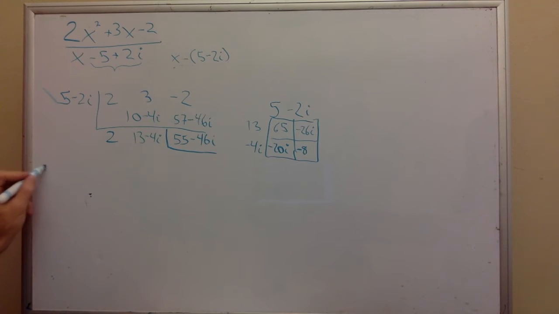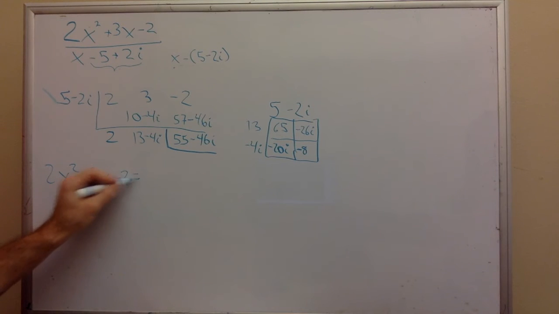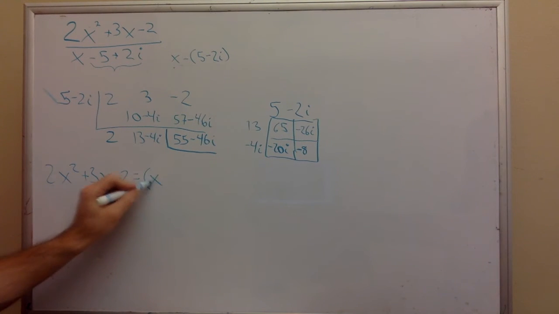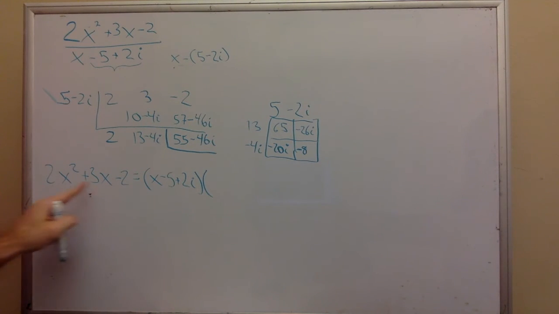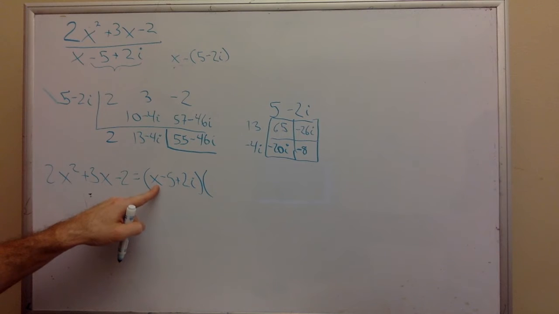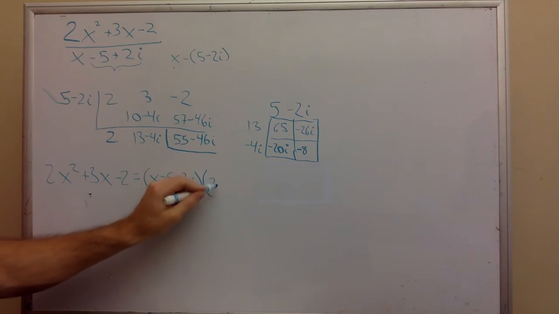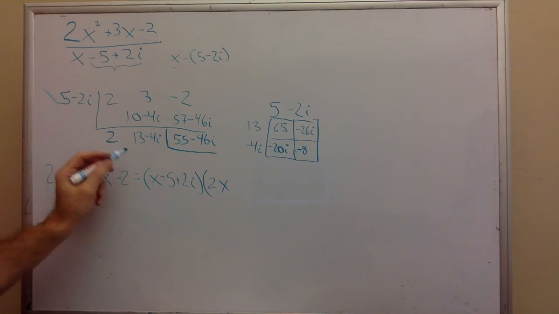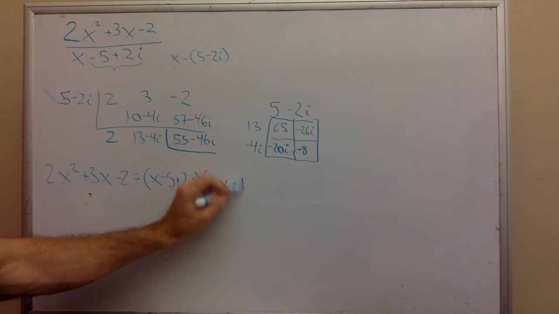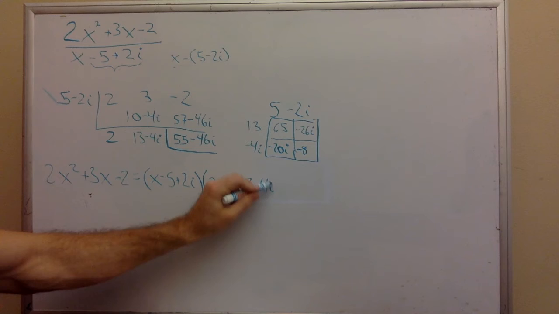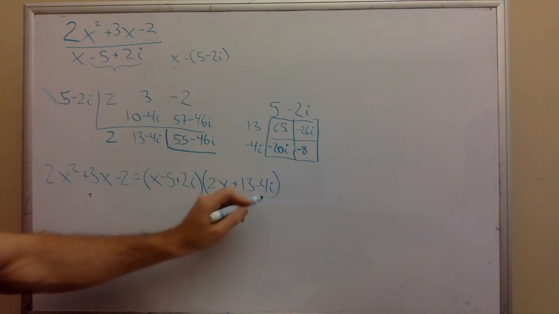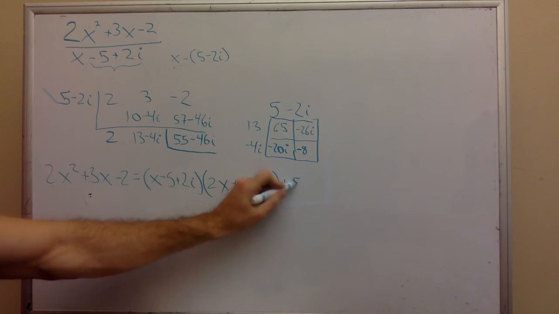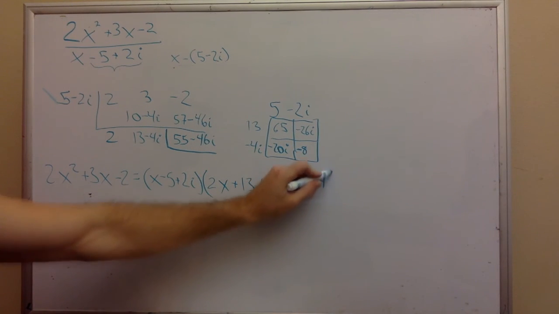So one way I can write this is that 2x squared plus 3x minus 2 is equal to x minus 5 plus 2i times, notice I'm squared here, I have linear term here, so this is going to be linear, then plus 13 minus 4i, that's my constant term. And then if I want, I can close that out and put my remainder separate here.